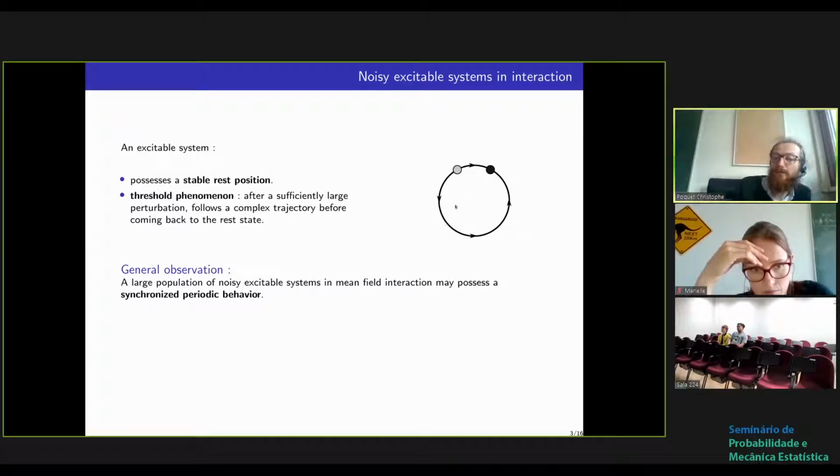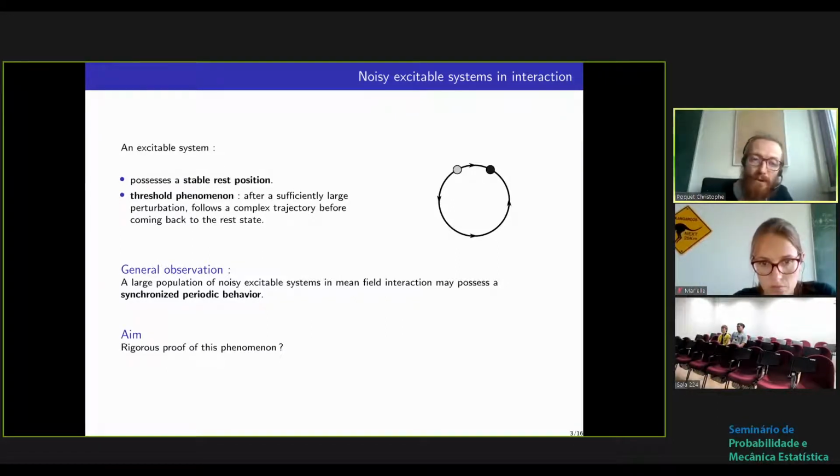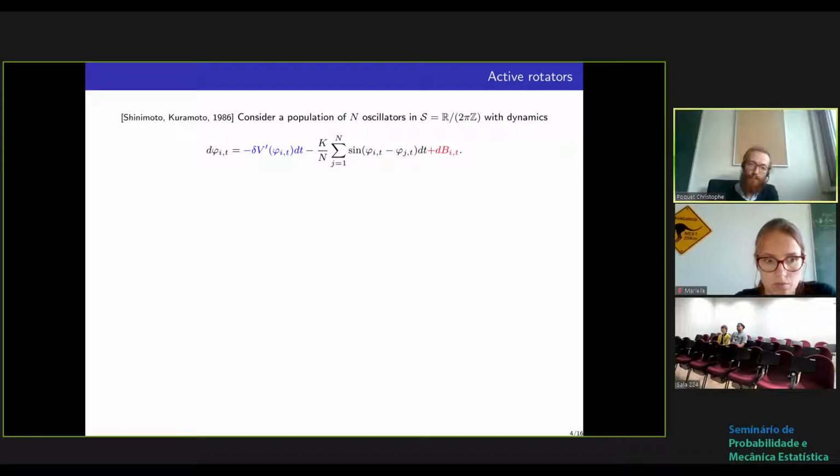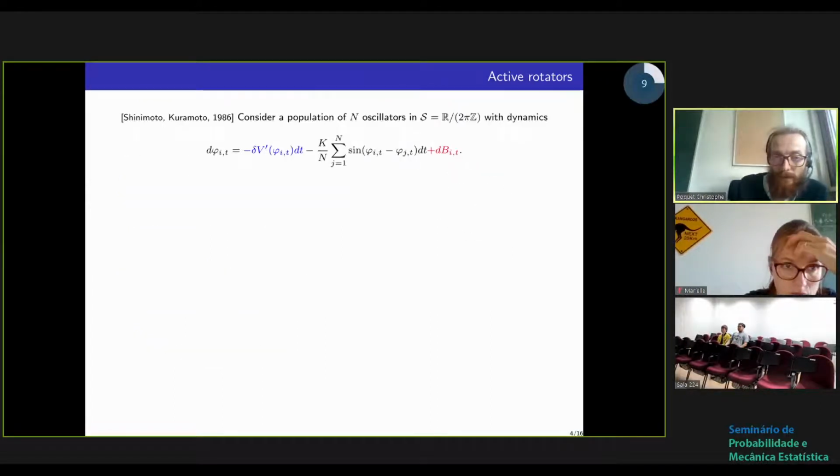This one, or also simple models of neurons. Okay, and so our aim when we were looking at this problem was: can we prove rigorously this kind of periodic behavior? Of course, if you want to look at this kind of problem, the first thing to do is maybe to look at this simple model, add interaction and noise, and ask if you are able to prove rigorously that you have periodic behavior from this kind of model. This kind of model was defined in the 80s by Kuramoto and Shinomoto from Japan, and indeed they considered a population of capital N oscillators.